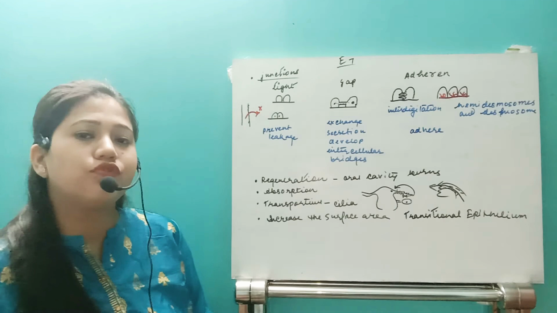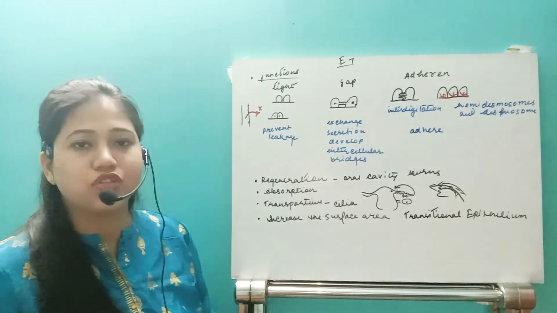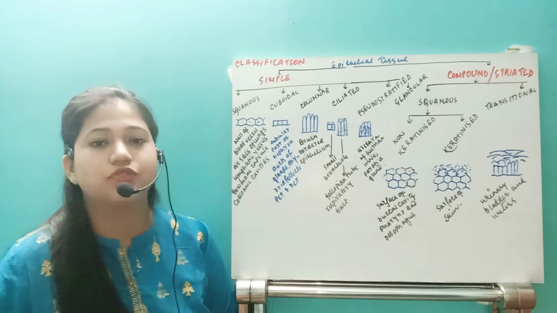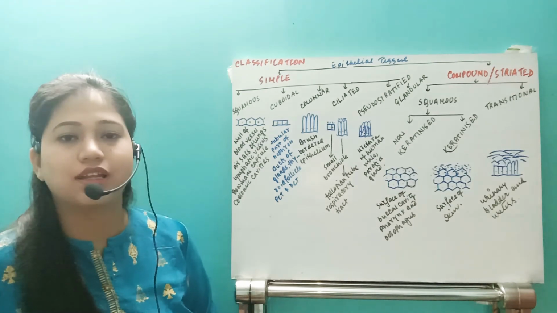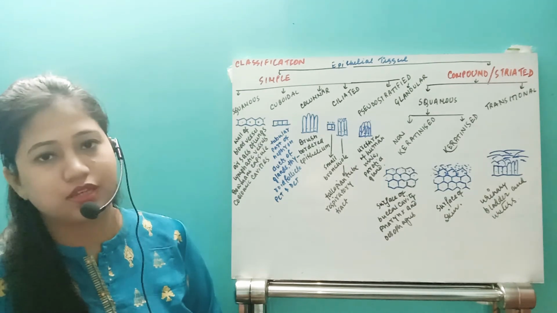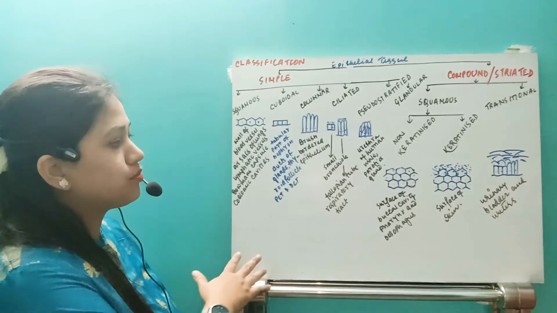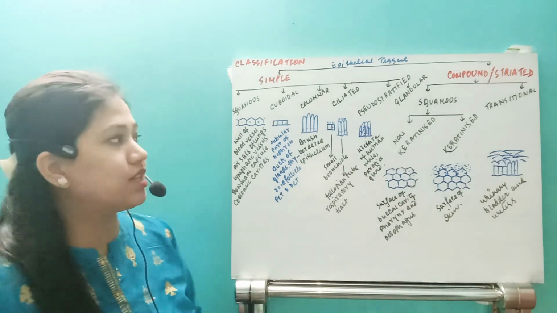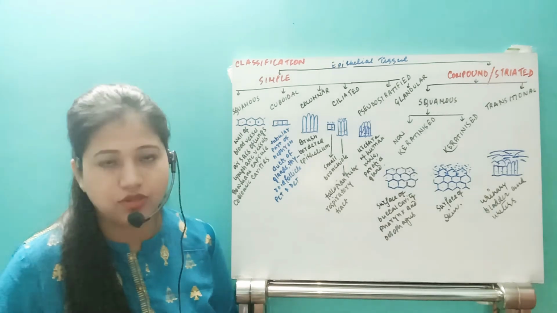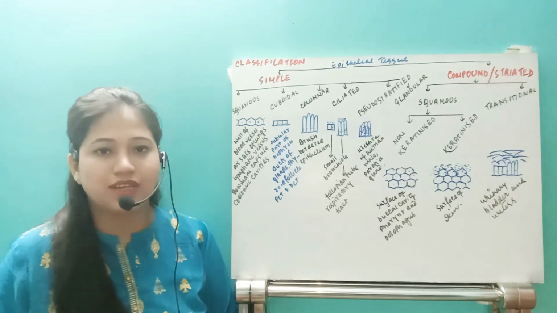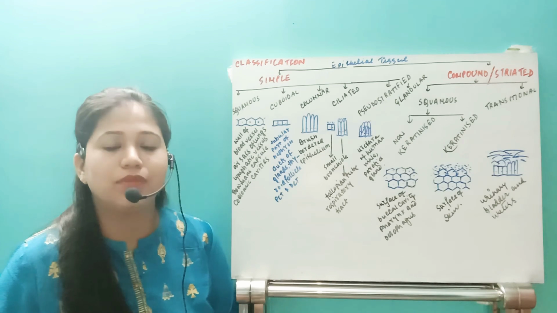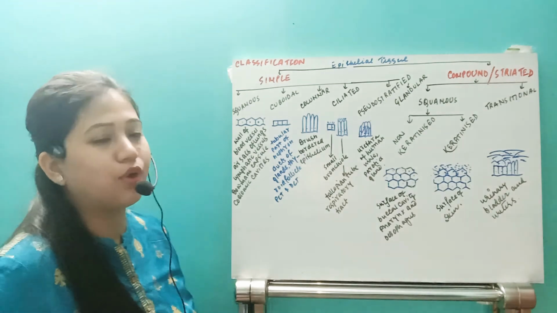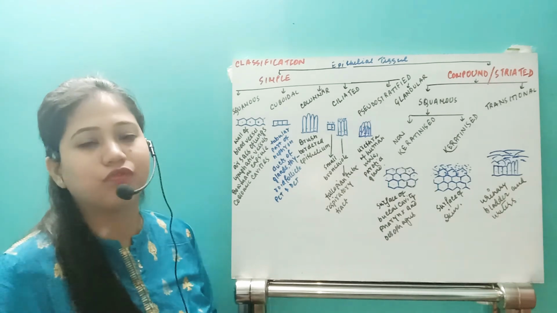Now let's move to the next part, that is the classification of epithelial tissue. Epithelial tissue is broadly divided into two types. One is simple, another is compound. One thing you have to remember: if it is a simple epithelium, it is made up of only one layer of cells, and if it is a compound epithelium, it is going to have more than one layer.